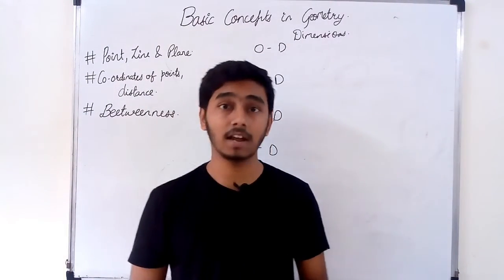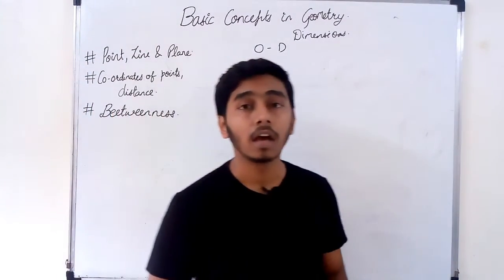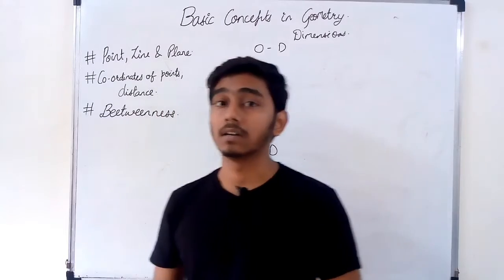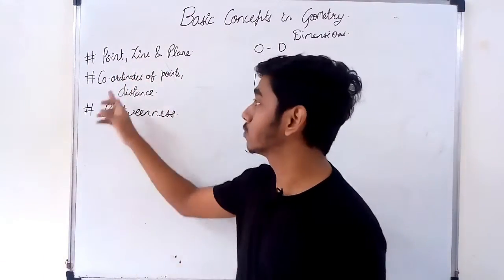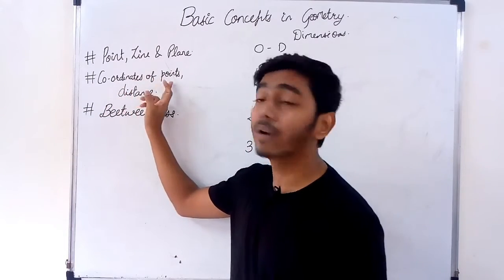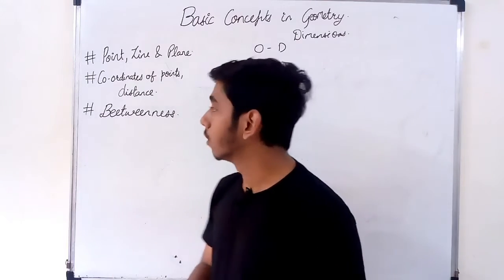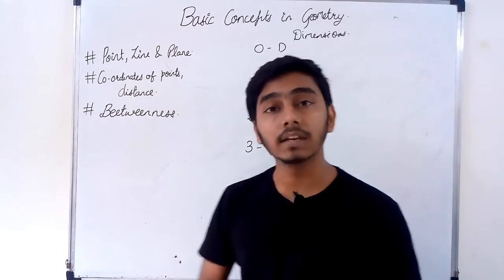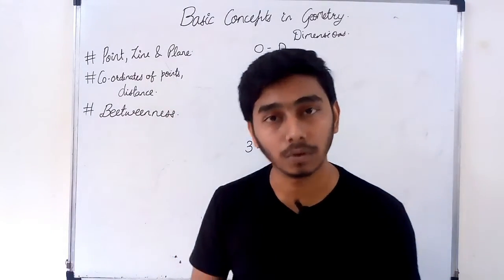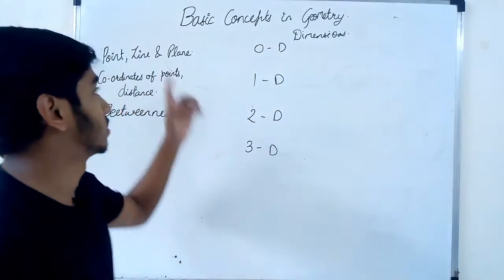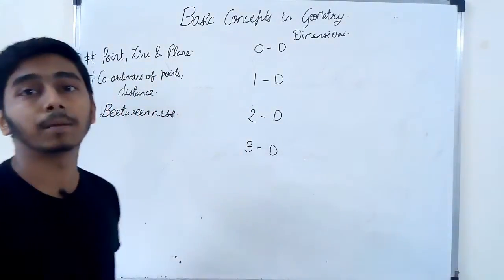My name is Raj Shah and we are starting with a new chapter, which is basic concepts in geometry. In this video we are going to learn the basics of what is a point, line and a plane. The next will be how to find coordinates of points and the distance between any two points on a number line, and to find the betweenness, like which point is in between the other points. So we'll be finding that. So let us start the first topic, which is what is point, line and plane.